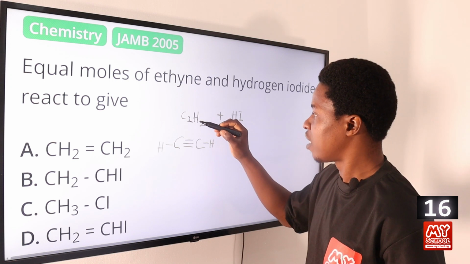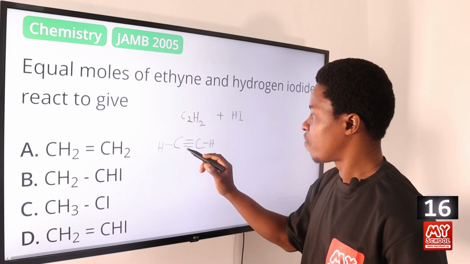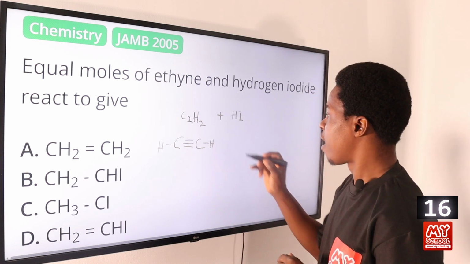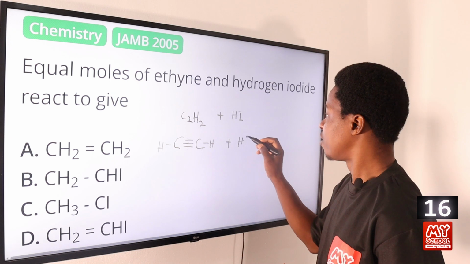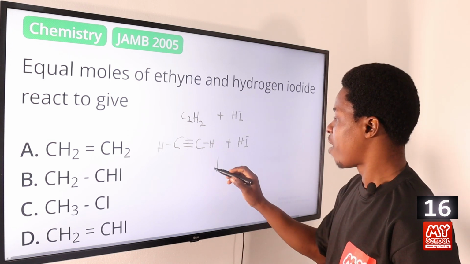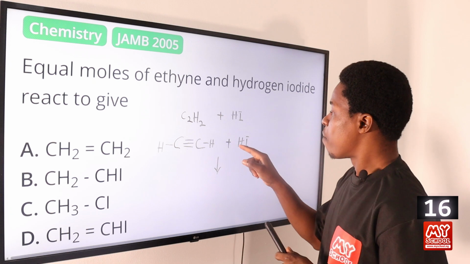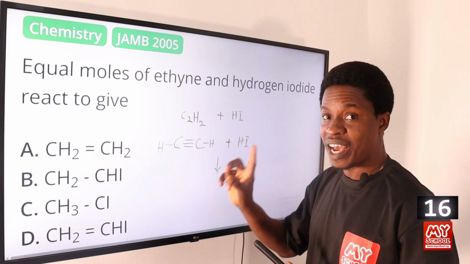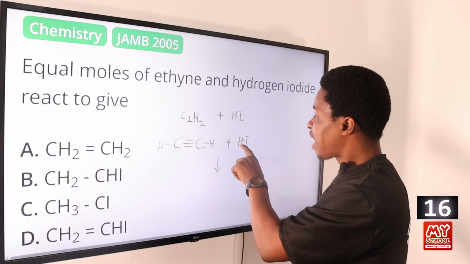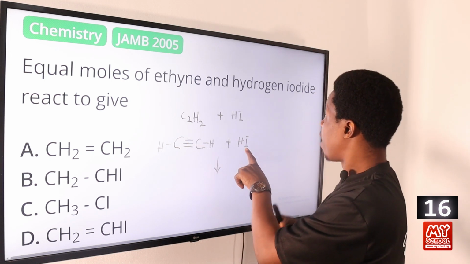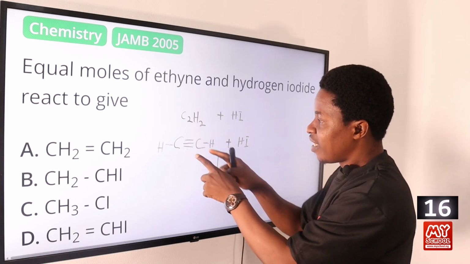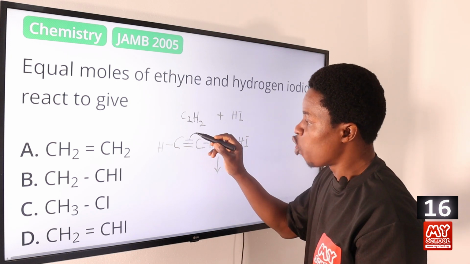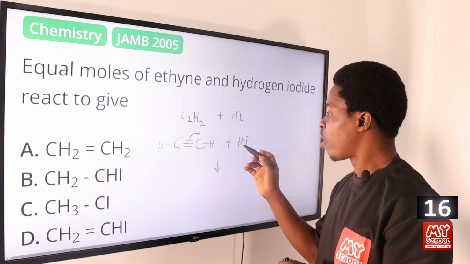Don't forget, this carbon has 1, 2, 3, 4 bonds and this carbon has 1, 2, 3, 4. Carbon must always take 4 bonds. And then we have plus HI coming in. Both are coming in on an addition reaction. For the hydrogen iodide to come in here, the rule says that one of the 3 bonds must open. Once this bond opens, this one comes in to attach here.